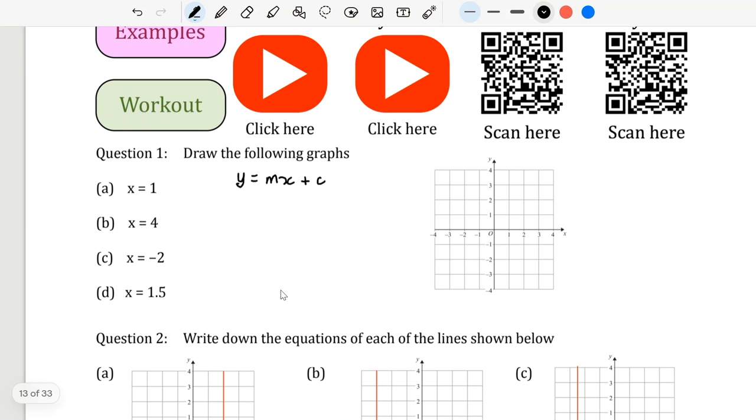But what that means is that it doesn't matter what the y coordinate is, the x coordinate will always be 1. So if I had to draw a point on this set of axes for a coordinate that I'm allowed, where would you put it?